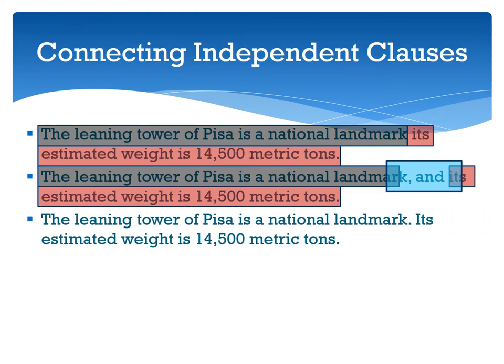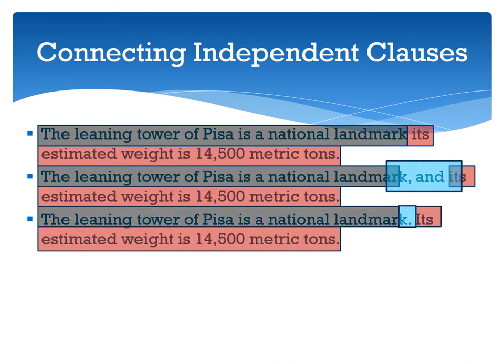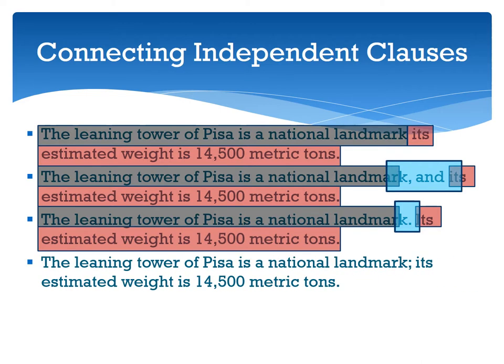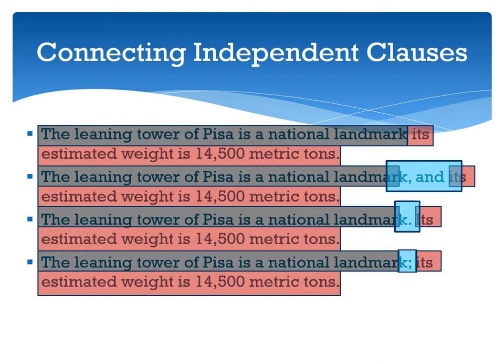We've also looked at another way to do this. We can just separate those two independent clauses, those two complete sentences, with a period. So here we have our two independent clauses, and we've separated them appropriately using a period. You could also use a semicolon there if you're a fan of semicolons. Another example. Oh, there, look, I did it there. Leaning Tower of Pisa is a national landmark. Its estimated weight is 14,500 tons, and we got a semicolon. I'm getting ahead of myself.